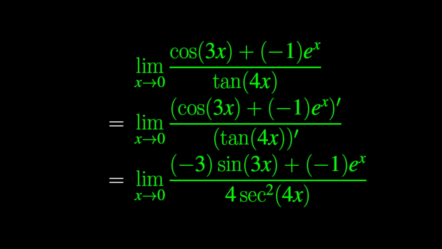Given that the derivative of cosine of 3x, plus minus 1 times exponential of x is minus 3 times sine of 3x, plus minus 1 times exponential of x, and the derivative of tangent of 4x is 4 times secant square of 4x. Using the L'Hospital rule, we see that the limit as x goes to 0 of the function is equal to the limit as x goes to 0 of minus 3 times sine of 3x, plus minus 1 times exponential of x, over 4 times secant square of 4x.